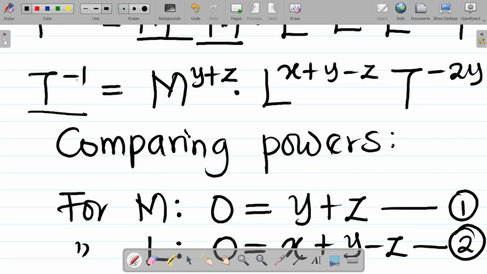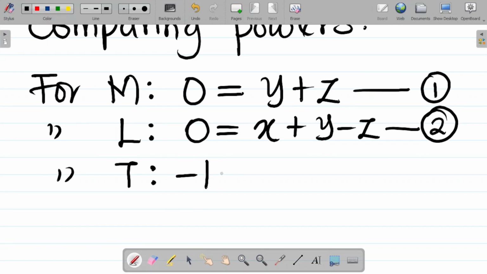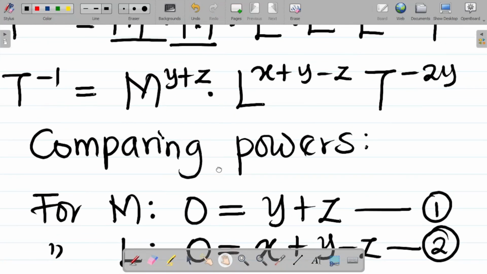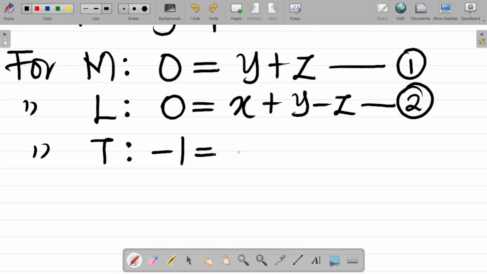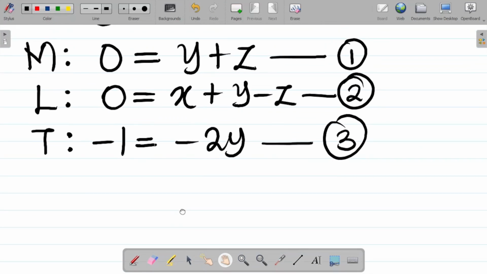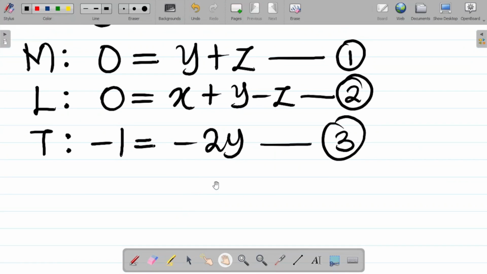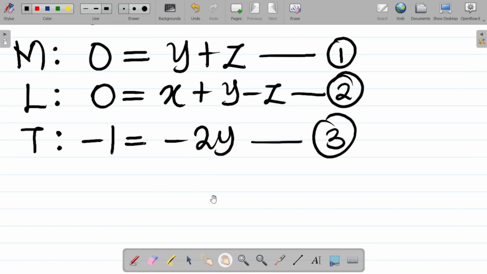And then finally for t. Looking at the left hand side, you can see that there's a term for t on the left hand side, and the power there is minus 1. So we have that for t, you have minus 1, it's equal to, for the right hand side, for t, you have the power as minus 2y. So minus 1 is equal to minus 2y. Call this equation 3. Alright, so our task will now be to get the value of x, y, and z from any of these equations. Looking at this, we can see that the easiest to solve here would be equation 3.